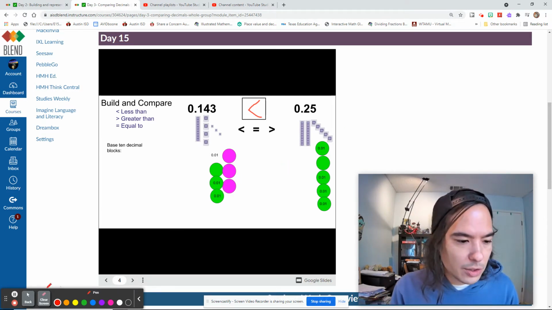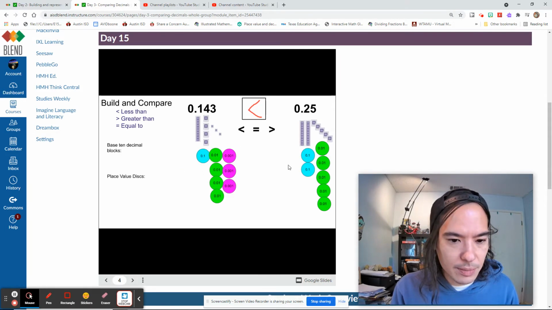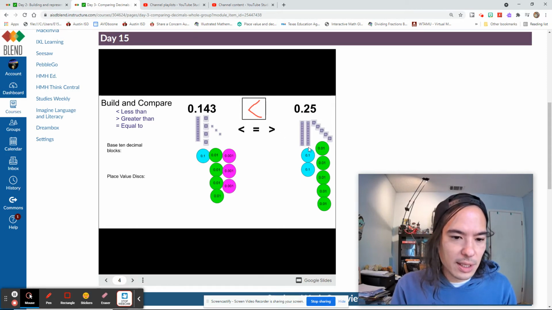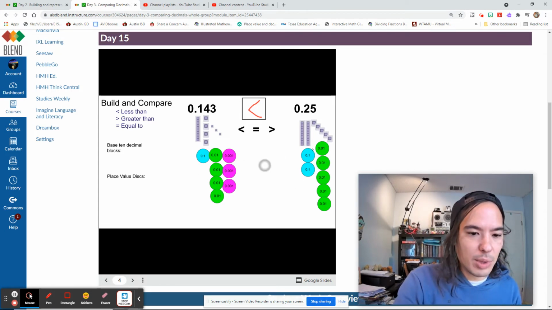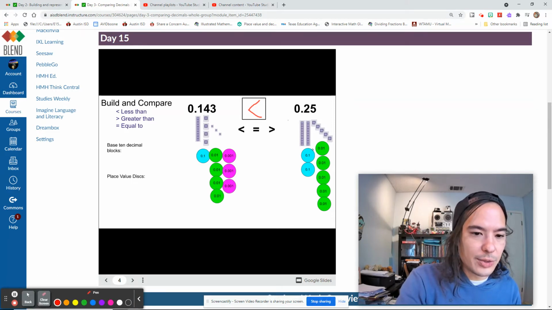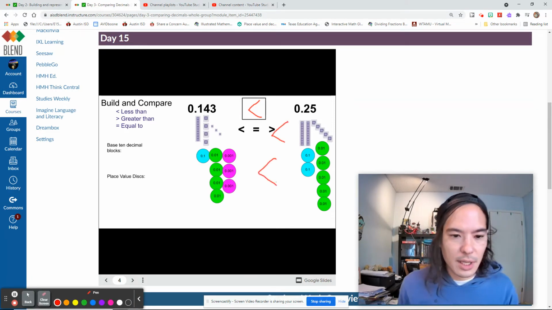All right. They're trying to get you to see the same thing with these place value discs. All right, there's 1/10, which is the blue one. There are 4/100ths, which are the green one, and then 3/1000ths, which are the pink ones. On this side, we have 2/10ths, which are the blue ones, and then we have 5/100ths, which are the green ones. So on this side, we only have 1/10. This side, we have 2/10ths. So 2/10ths is greater than 1/10. So therefore, once again, if we're looking at the pictures, each one of these pictures has been showing us that 25/100ths is still greater. All right.